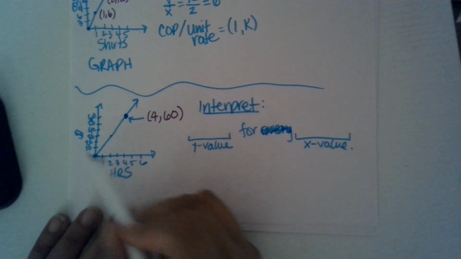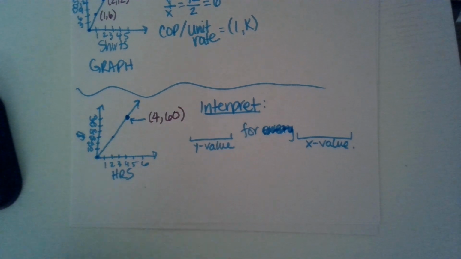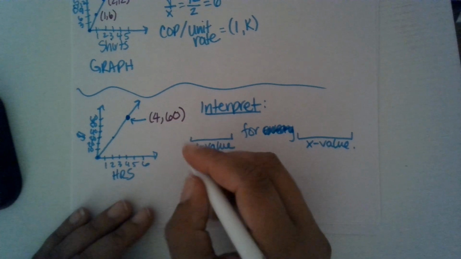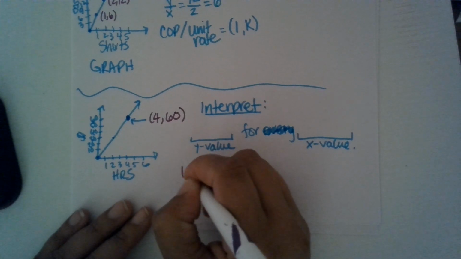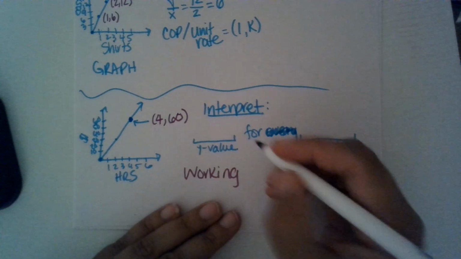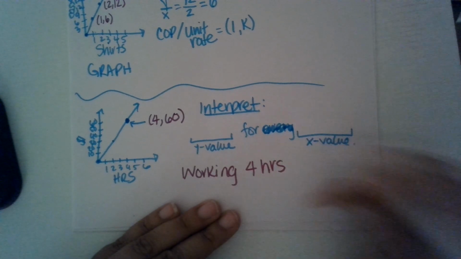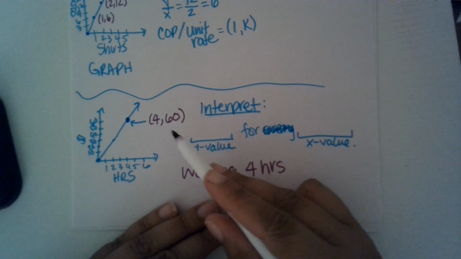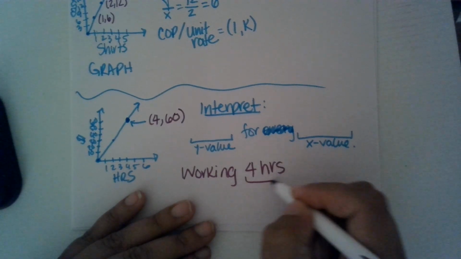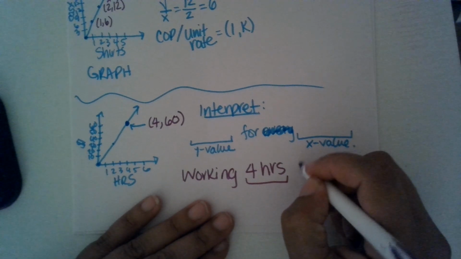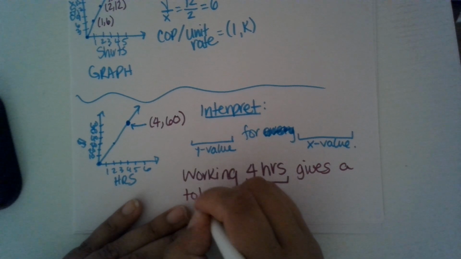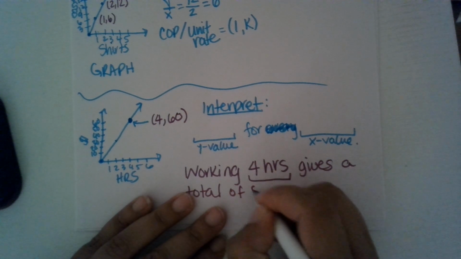Now again, this could be somebody's wages. So if I interpret this, I can read it as working 4 hours. And I'm doing this backwards a little bit, because you can write this many ways. I'm going to show you one way. Working 4 hours gives a total, I use the word total, of $60.